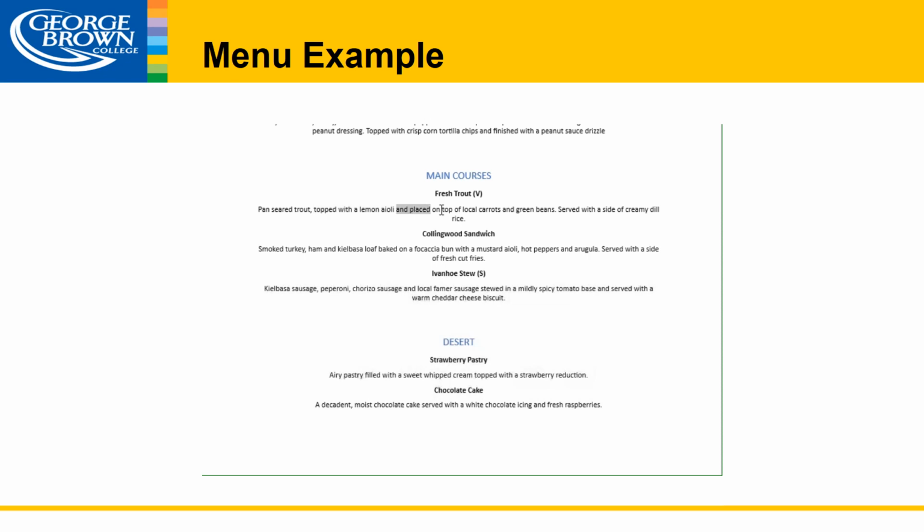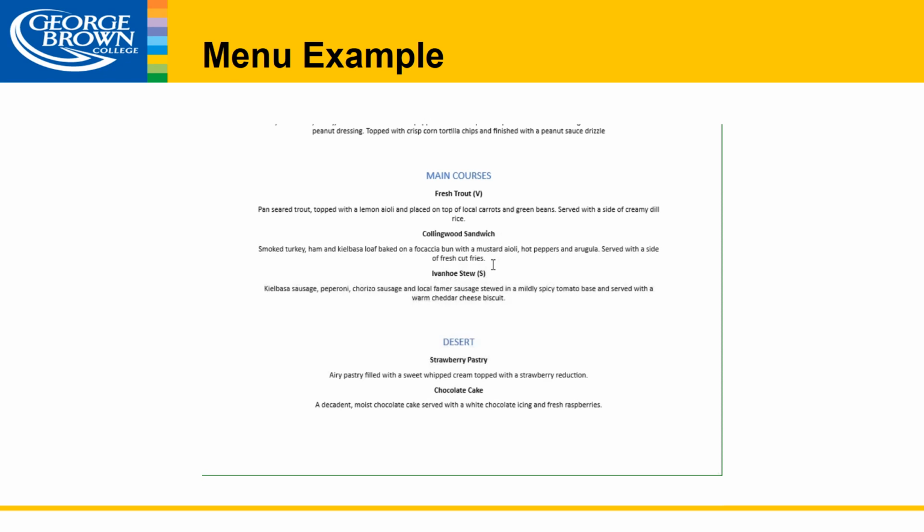and then placed on top of local carrots and green beans. So that gives you an idea of the height of this seared trout in comparison to the top of the plate, and then served with a side of creamy dill rice. Okay, the creamy dill rice is just like a quality or taste note that I've thrown in here. In the guest's mind, they know that this rice is going to be a little different because it's going to be creamy. Okay, so just a descriptor there.